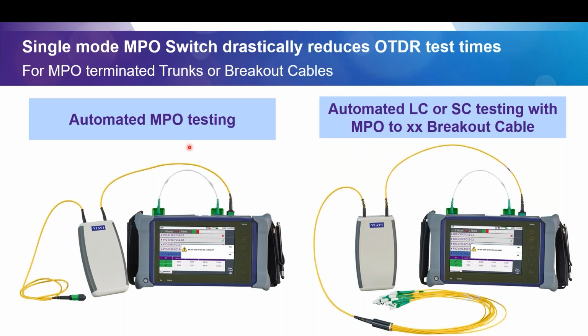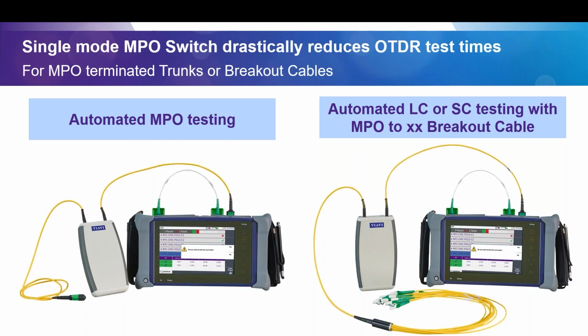So an MPO switch doesn't have to be used just for MPO cabling. It can be used to speed up any LCs in a data center, or a switch, or a PFP on the side of the road for fiber to the home.